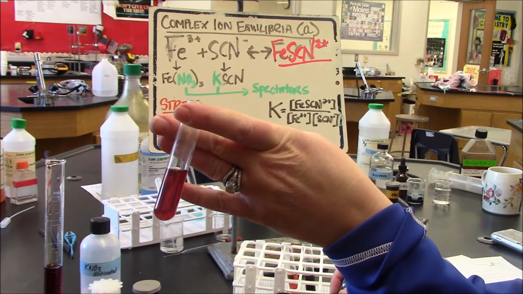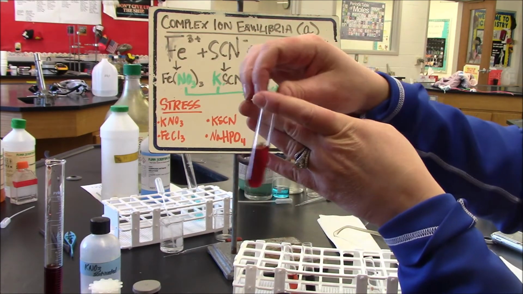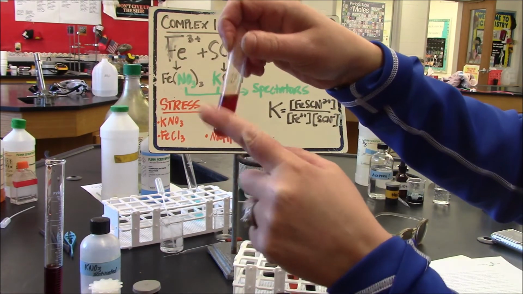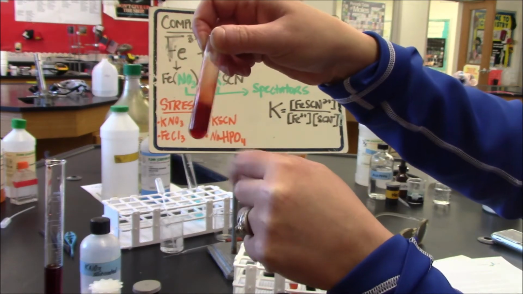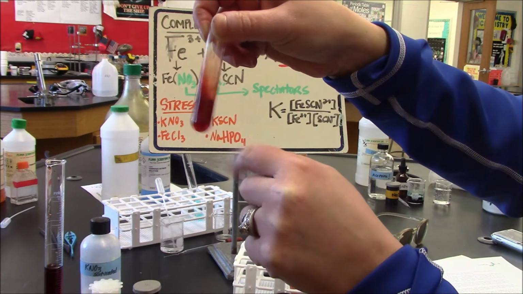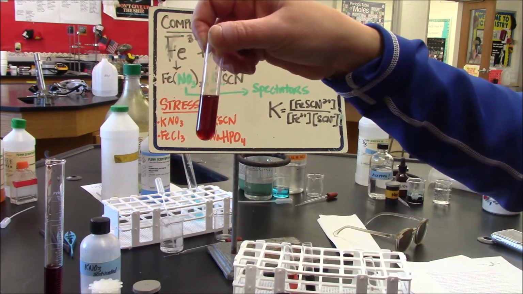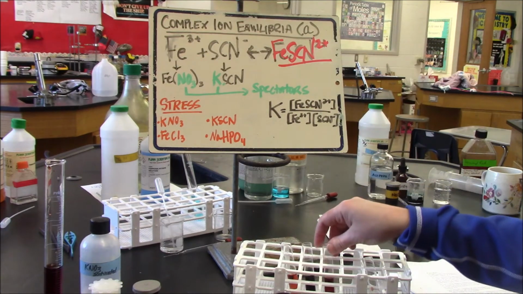Okay. I'll try to dissolve this. And you can see that the color is changing. It's darker. Okay, so what we have here is a shift again to the right in the production of this complex ion.